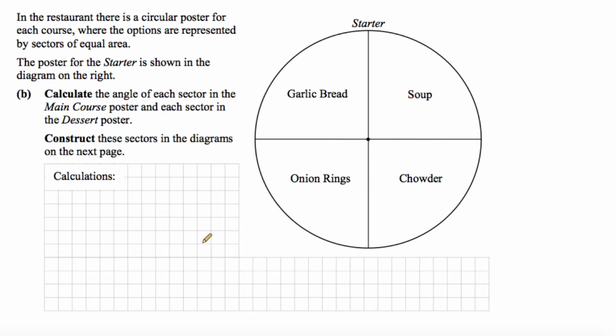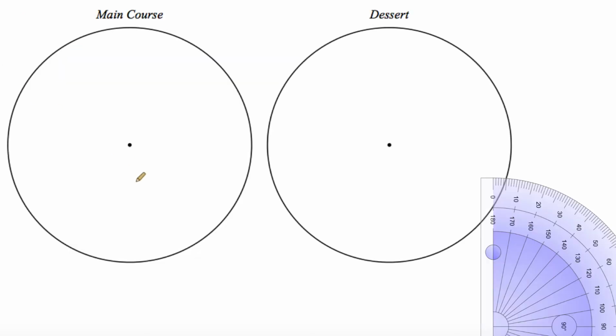Part B, in the restaurant there is a circular poster for each course where the options are represented by sectors of equal area. The poster for the starter is shown in the diagram on the right. So here we have the 4 starters. Calculate the angle of each sector in the main course poster and each sector in the dessert poster. Construct these sectors in the diagrams on the next page. So we have to construct the pie chart effectively for the main course and for the dessert.